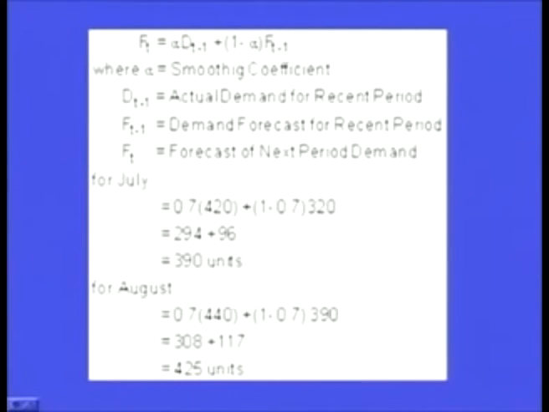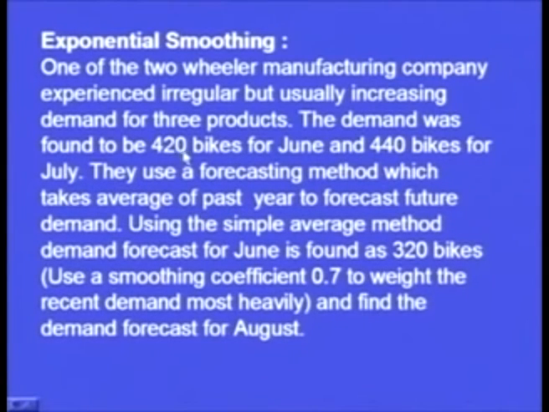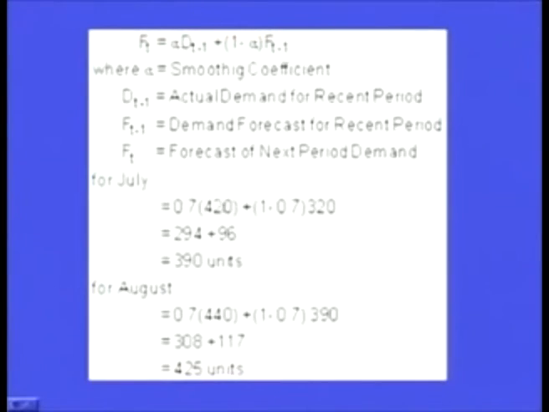So, 0.7, that is alpha, multiplied by 420, that was for the month of June. What was the actual demand? If you see on your screen, 420 bikes for the month of June. So, this is 420, that was the demand for the month of June.